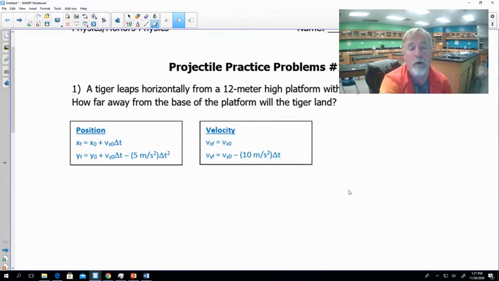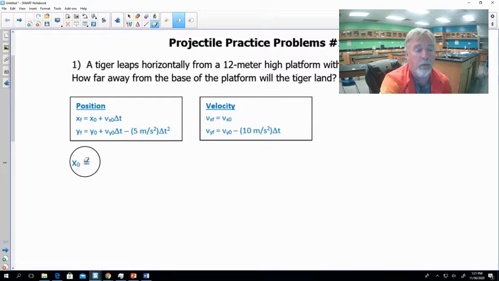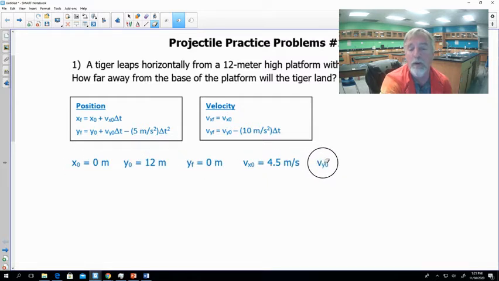So let's apply this to our first problem here. I'm going to write down what are the variables that we have. What is it that we know here? So our problem told us that the tiger leaps horizontally from the platform. It doesn't tell us where the base of that platform is. So we're just going to say it's at 0 meters because it's just asking us how far away from the base. So we can assume that x0 is 0, and we can just go through our calculations to find our xf.